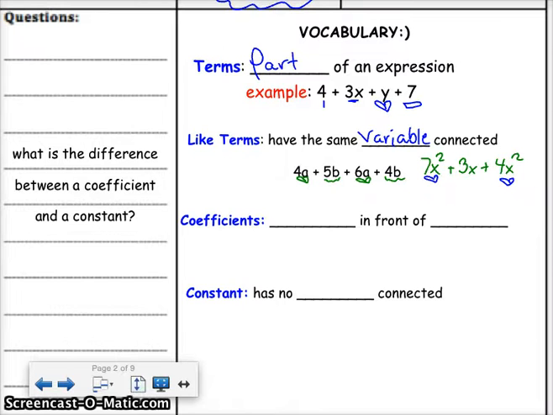Okay, coefficients are the numbers in front of the variable. The number in front. So I'm just writing a list of some terms here. My coefficient would be the 5, not 5x. It's just the number. So my coefficient would be the 5 here. My coefficient on the second one, just the 3. My coefficient on this 4ab would just be the 4.